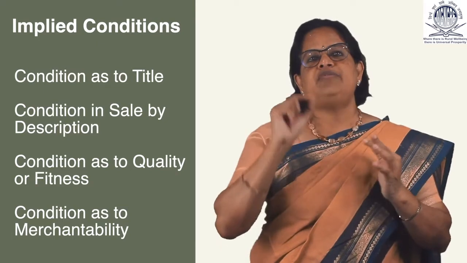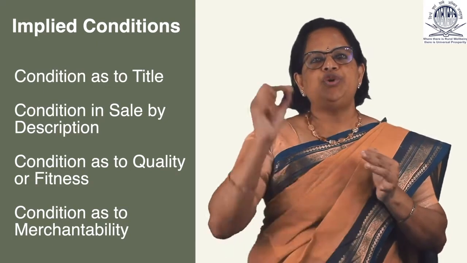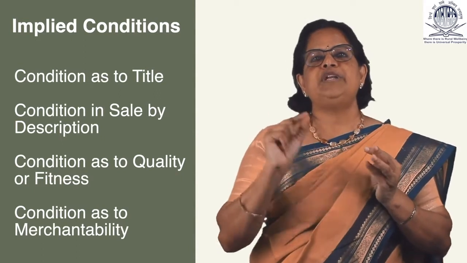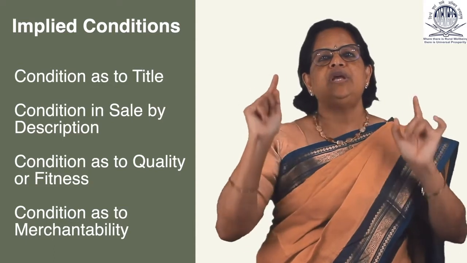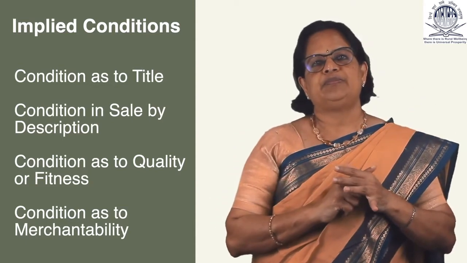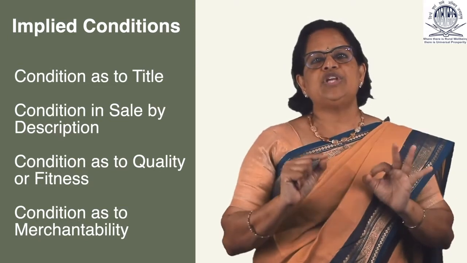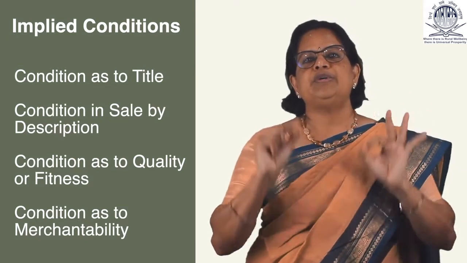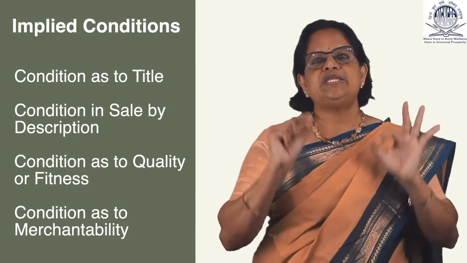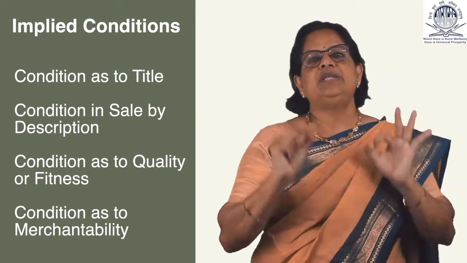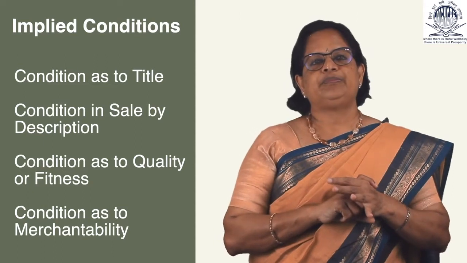For example, if a wholesaler wants to buy basmati rice from Bhutan, it should correspond with the description provided by the wholesaler. The third condition is condition as to quality or fitness. Normally, there is no implied condition that the good shall be fit for the particular purpose of the buyer. It is the duty of the buyer to see and satisfy himself whether the article will be suitable for the purpose for which he purchased.